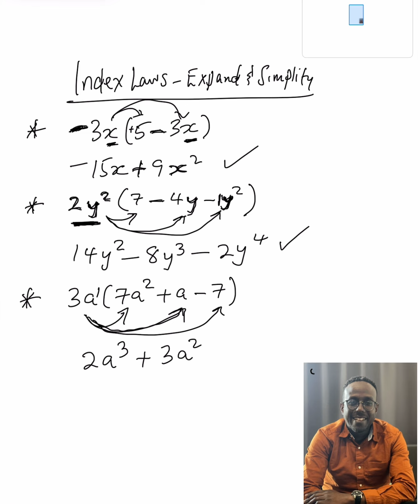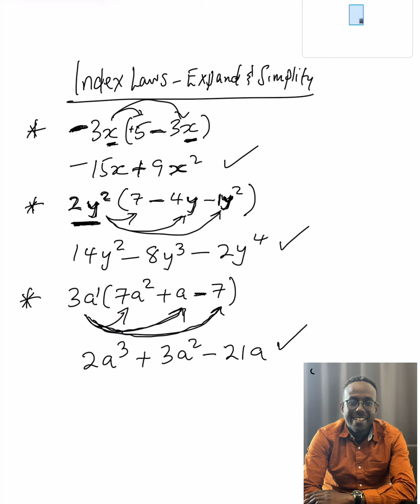Okay, then 3a times 7, we have 21, but we have this minus 21, then a, because a to the power of 1, or a times 1, is a, and that will be our answer there. Okay, and that will be it. We have expanded and simplified those expressions.